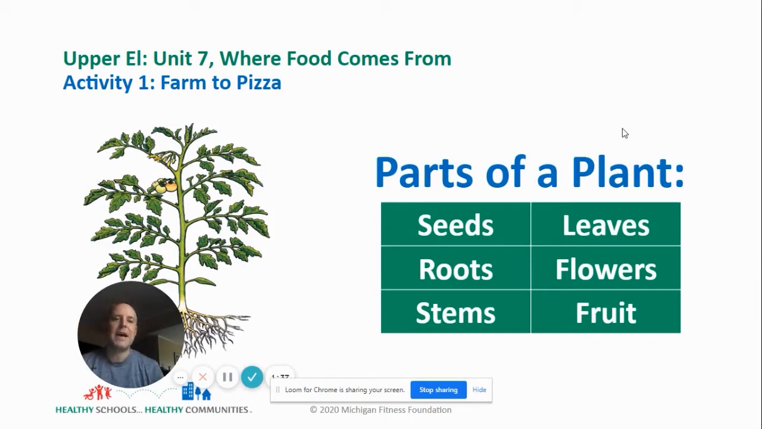So I'm going to show you some common vegetables and fruit that we like to eat, and I want you to try to identify what part of the plant it is. Okay, let's start with broccoli. I think everybody knows what broccoli is. What part of the plant do you think broccoli is? Broccoli is actually the flower of the plant. So flowers are the reproductive part of the plant where the fruit grows.